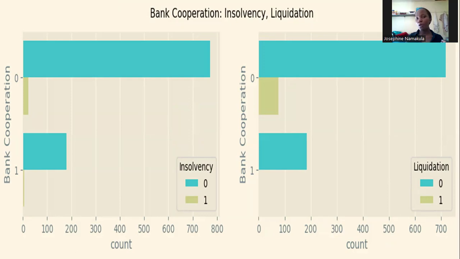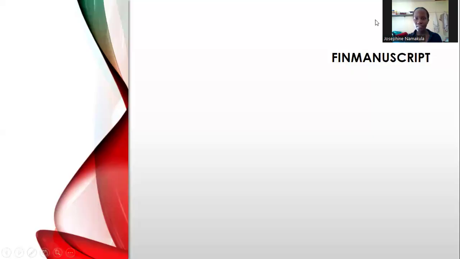We plotted bank cooperation with insolvency and liquidation. This graph here is showing insolvency with bank cooperation. This one is liquidation with bank cooperation. So when I move to the next slide, I find a Fin manuscript dataset.